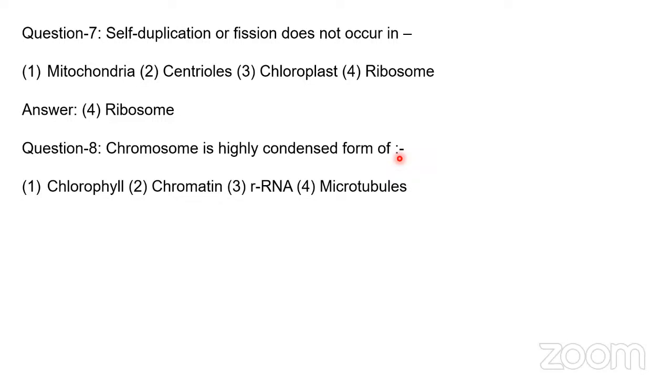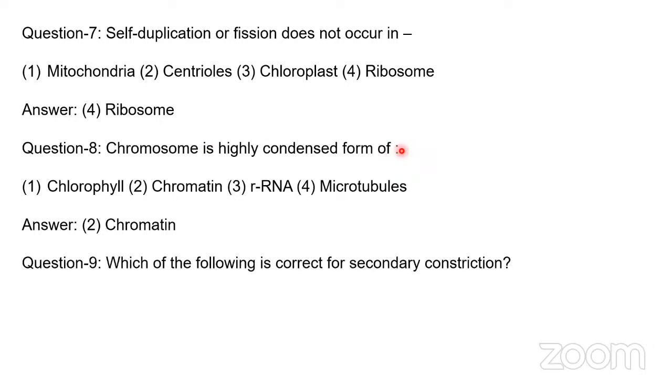So we know that chromosomes are nothing but highly condensed form of chromatin. Histone proteins, non-histone proteins, RNA, DNA, all of these components lead to the formation of chromatin, and this chromatin further condenses to form the structural unit known as the chromosome. So the correct answer is chromosome is highly condensed form of chromatin.